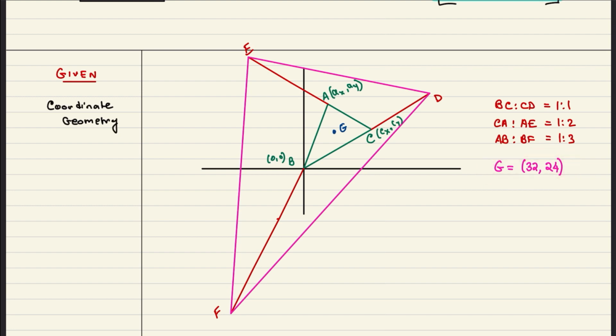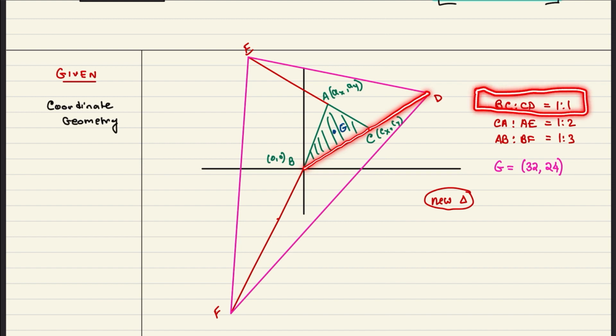Okay. So now with this smaller triangle, let's shade it in green. We will create a new triangle. How do we do that? Well, we extend BC to D such that BC is to CD is 1:1. That is, C is the midpoint of BD, right? BC is to CD is 1:1, means C is the midpoint of BD.